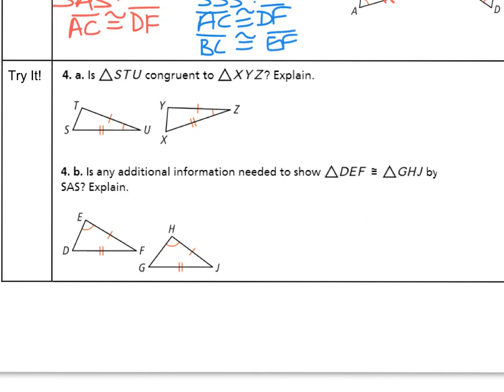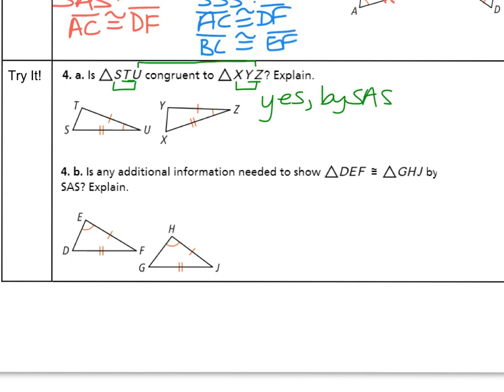Let's try the last example. Is triangle STU congruent to triangle XYZ? Explain. If we take a look at the picture, TU matches with YZ. Those orders work. SU matches with XZ, so SU and XZ, that also works. Angle U matches with angle Z, and it's in between. So yes, they are congruent. And the explanation would be because of the side, angle, side theorem. The 2 sides and the corresponding angles for each triangle match up.